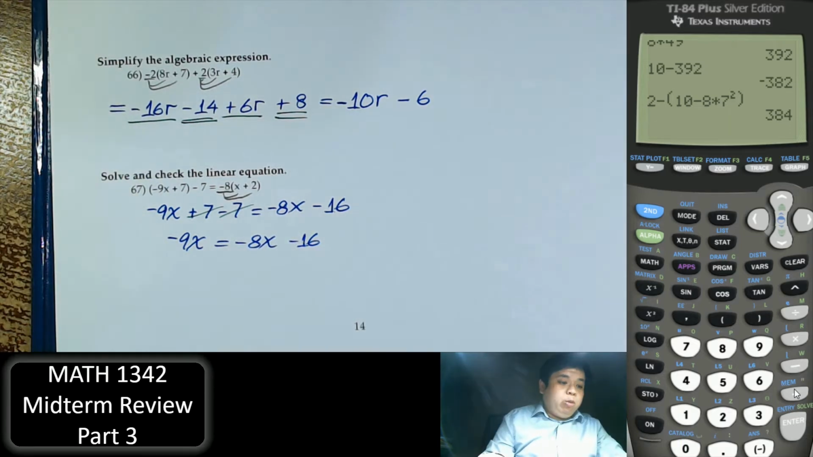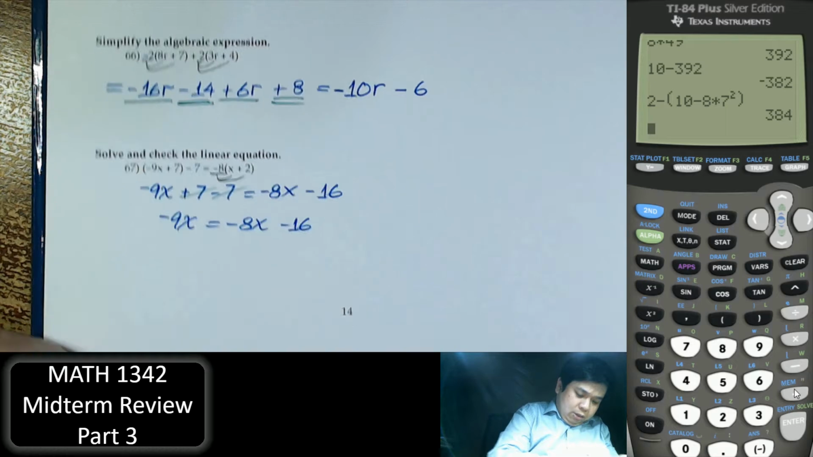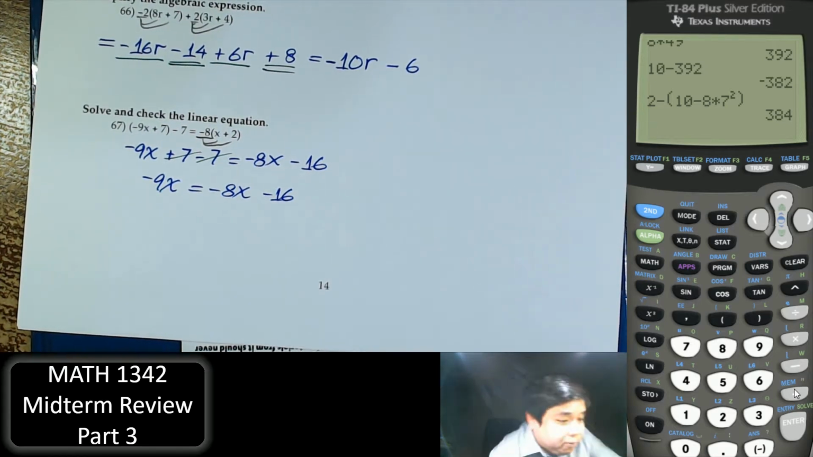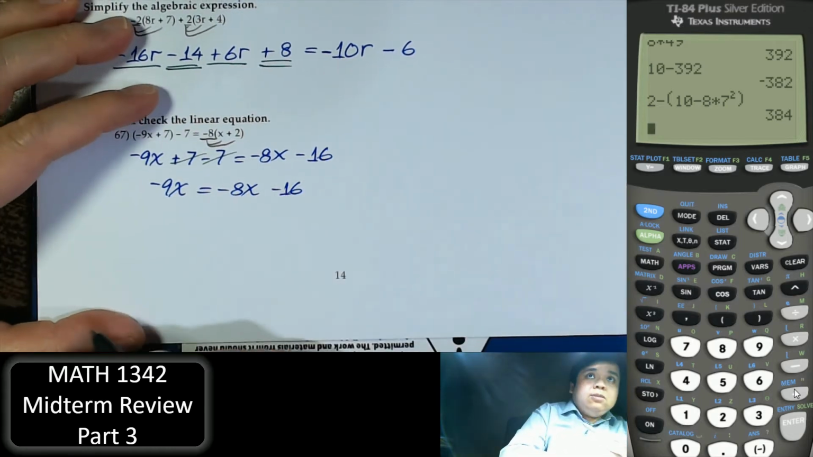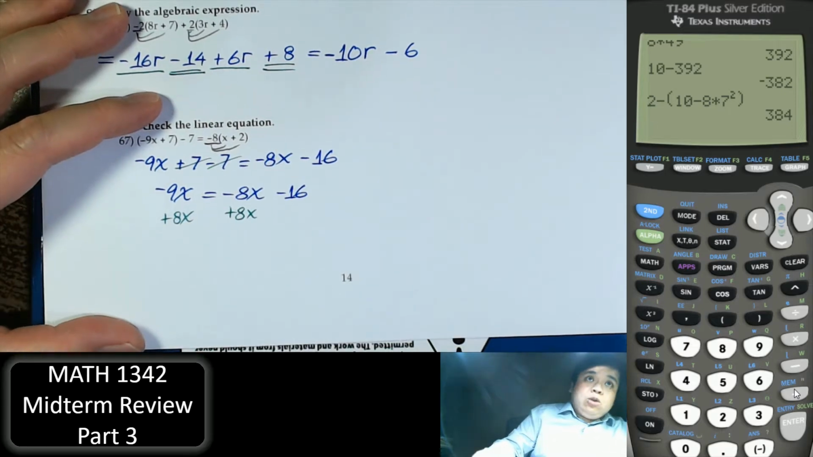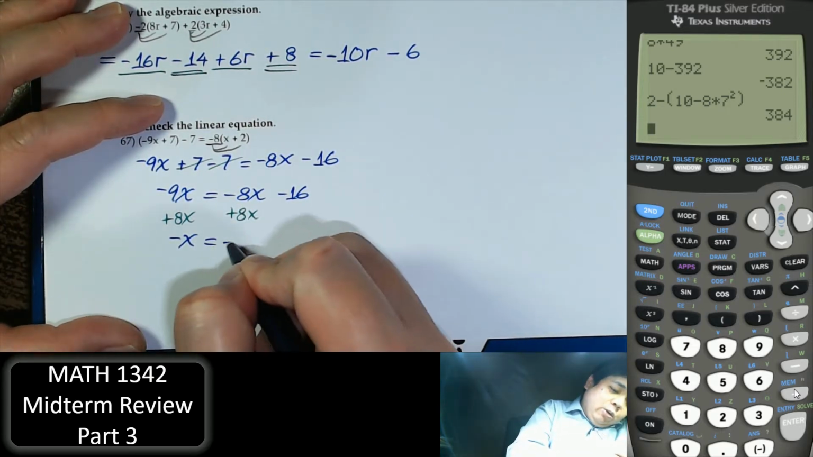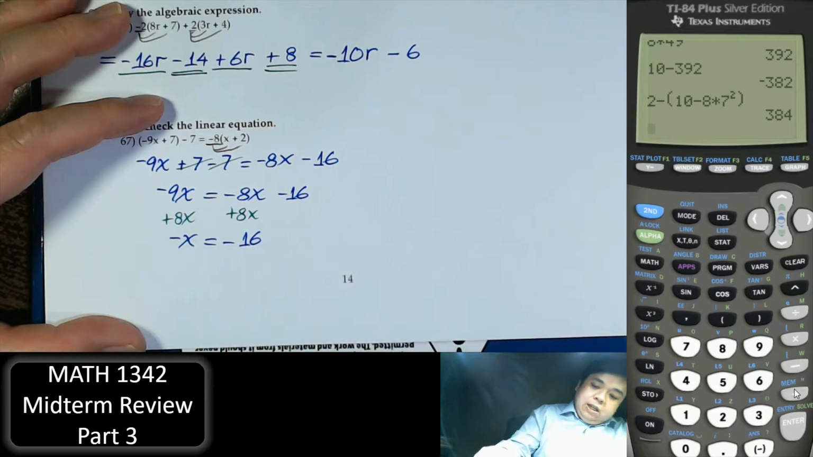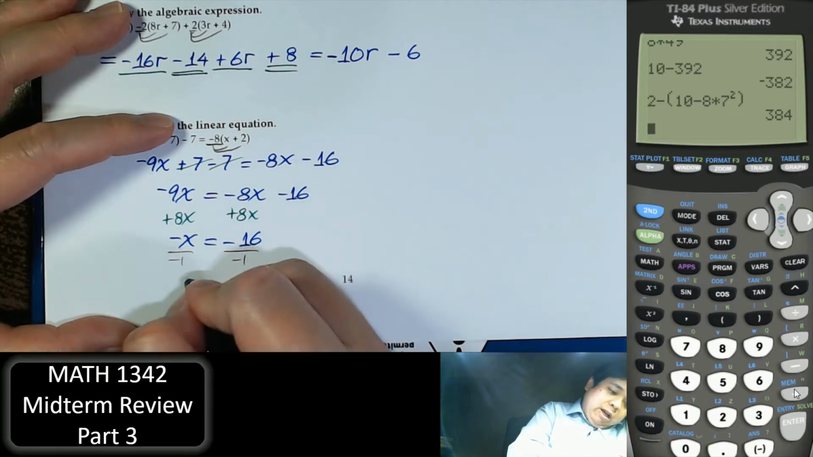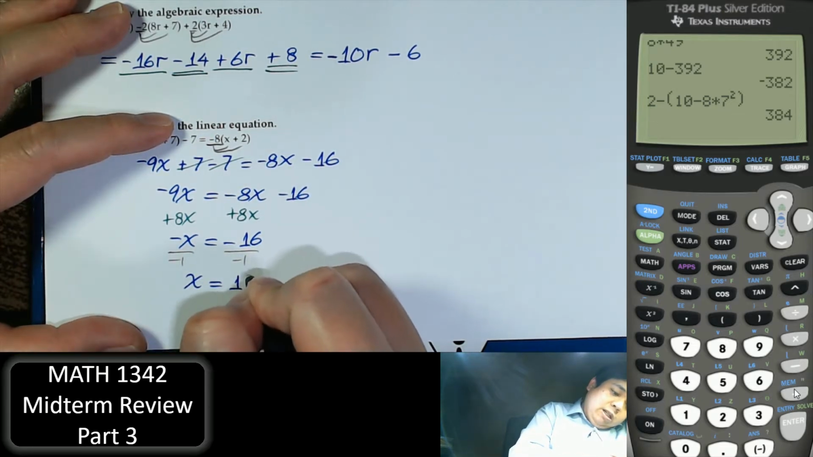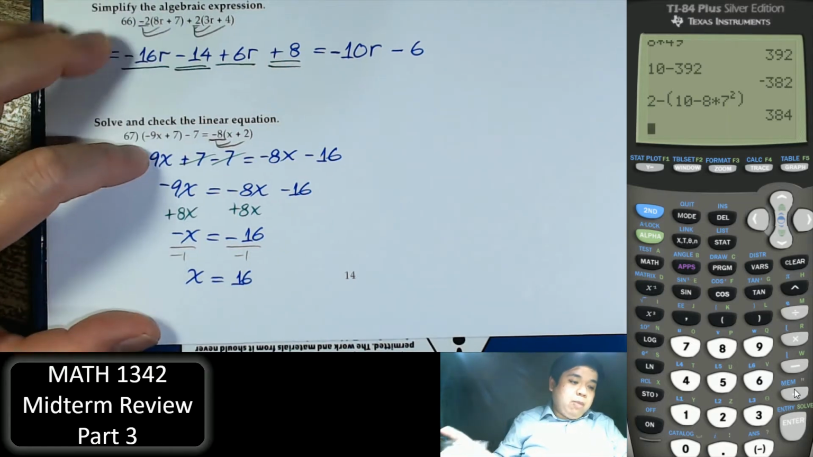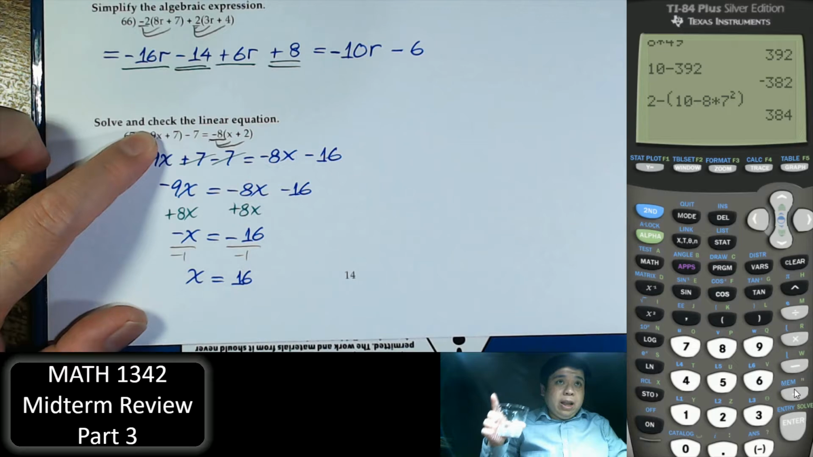Now we'll try to move all the x to one side. So I have negative x equal to negative 16, and then divide by negative 1. So I have x equal to 16. Of course, if we want to check, we put it back and check.